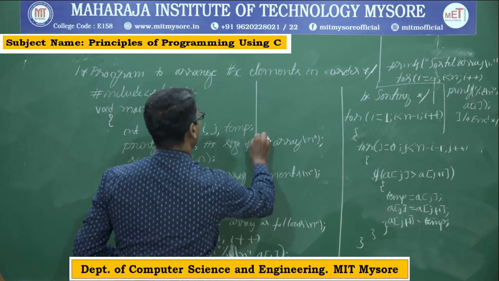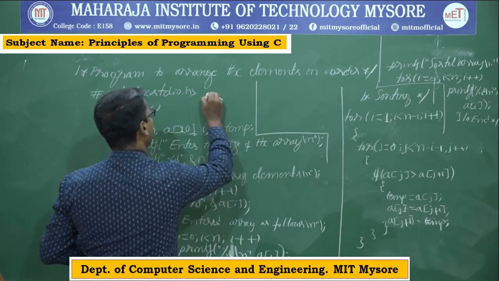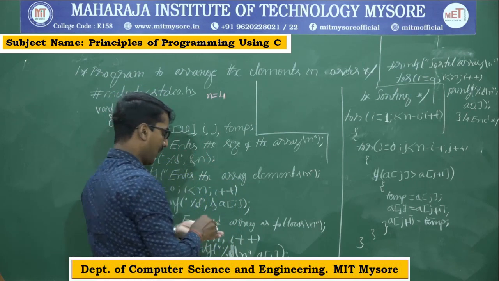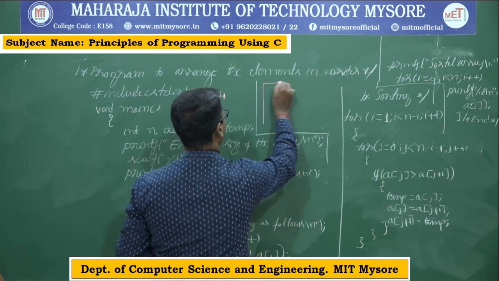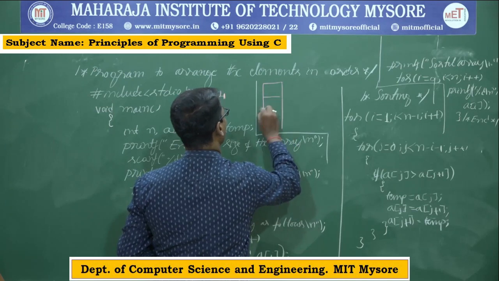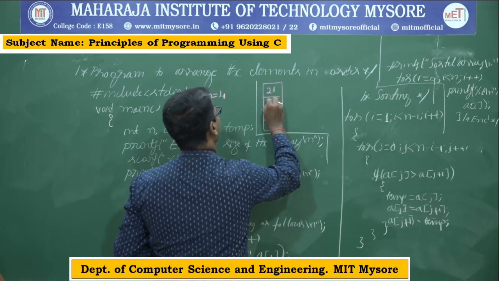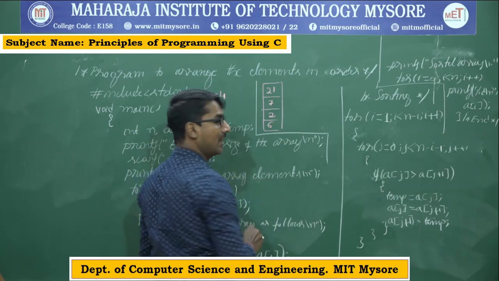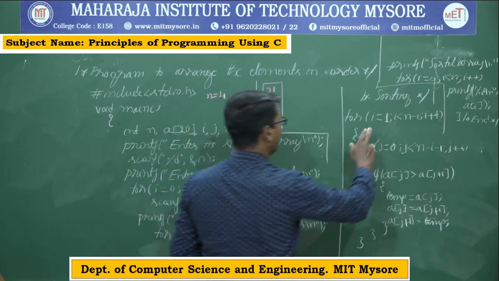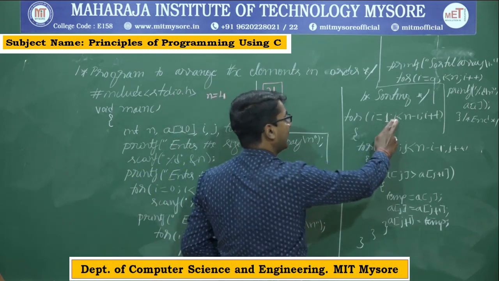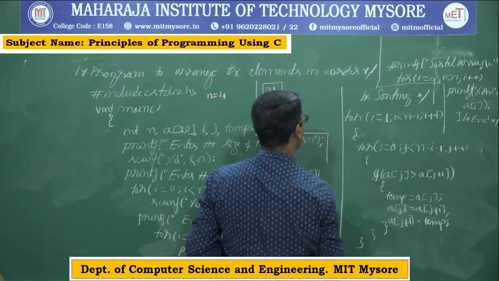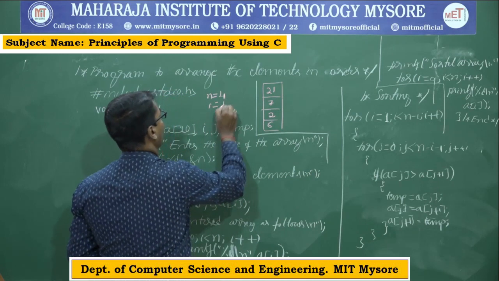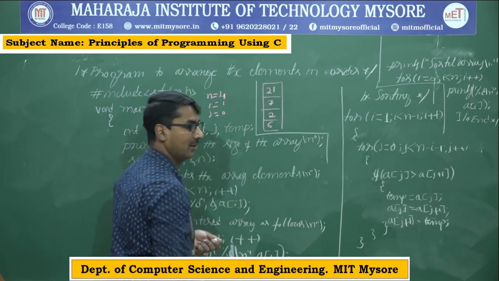Okay, now consider one simple example. Here I will consider n is equal to 4. This is my input array: 21, 7, 2 and 6. So after entering the values, for i is equal to 1, i less than n minus 1, i plus plus. Here initially I will set i is equal to 1 and j is equal to 0.